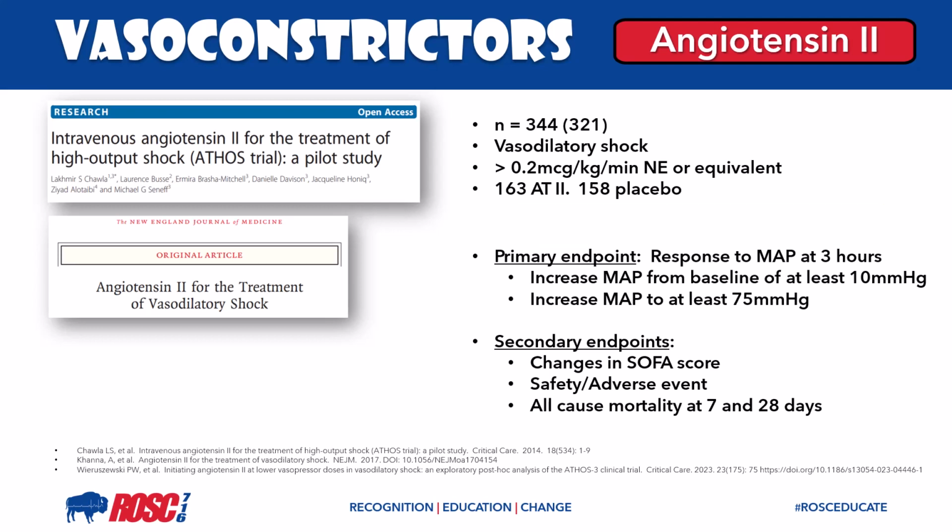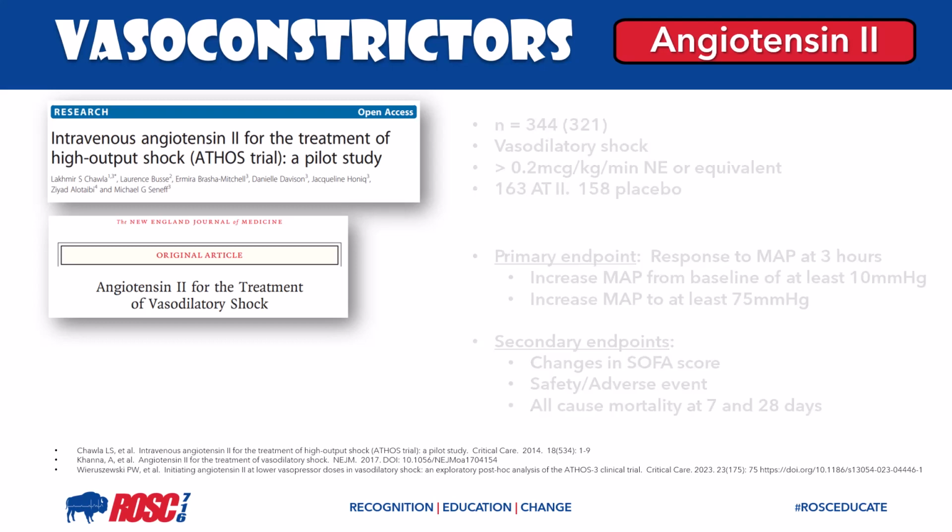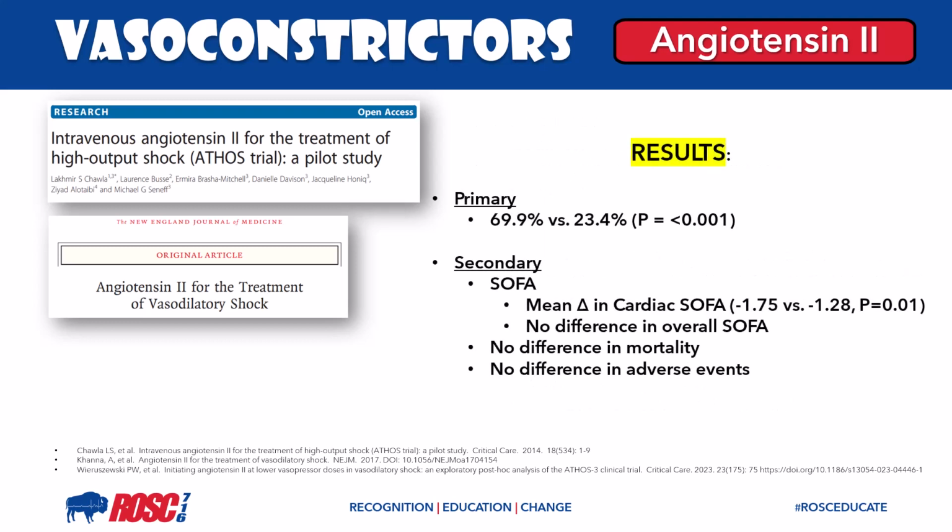The secondary endpoints included changes in SOFA score, safety adverse events, and all-cause mortality at 7 and 28 days. Now, like always, I'll point out that a secondary endpoint is hypothesis generating. So let's take a look at the results here. The primary endpoint of increasing the MAP at least 10 millimeters of mercury or reaching a MAP of at least 75 was reached in 69.9% in the angiotensin II group and only 23.4% in the control group.